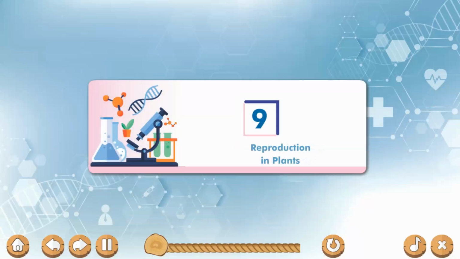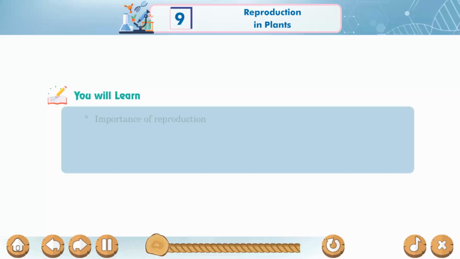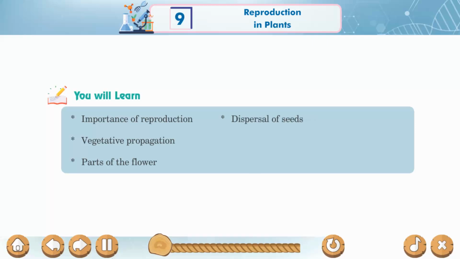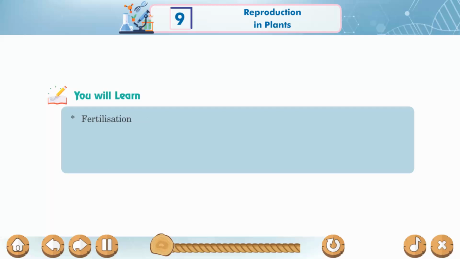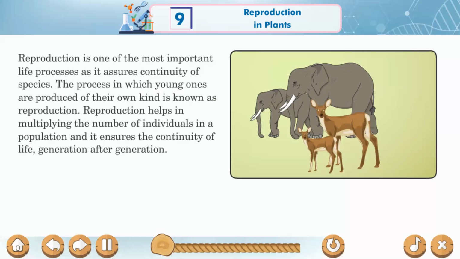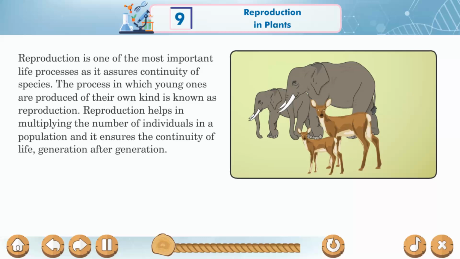Chapter 9. Reproduction in Plants. You will learn importance of reproduction, vegetative propagation, parts of the flower, dispersal of seeds, types of reproduction in plants, tissue culture, fertilization. Reproduction is one of the most important life processes as it assures continuity of species.